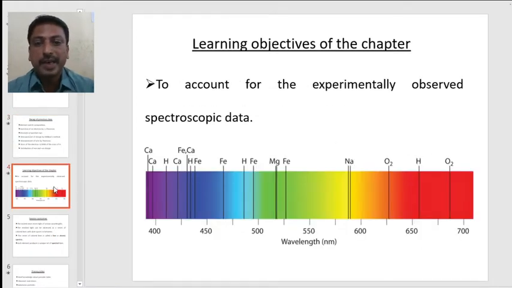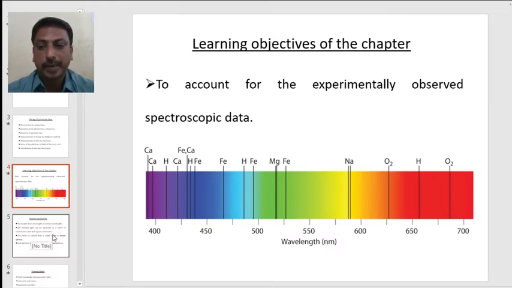So in this slide I would like to show you how the atomic spectra appears. Here you can see that there are different regions in the spectra which consist of distinct spectral lines, which correspond to different elements existing in that given compound. You will be able to account experimentally for the spectroscopic data of the given element after getting the knowledge of atomic spectra.